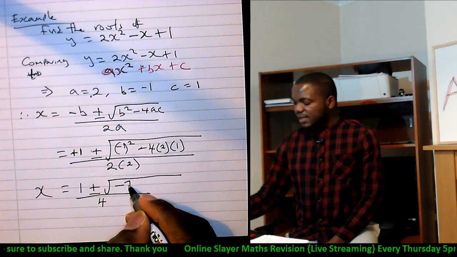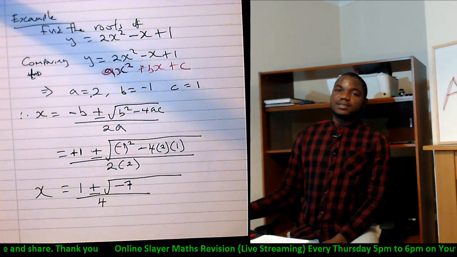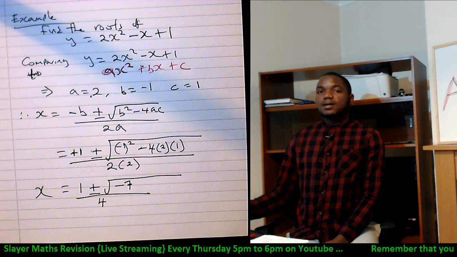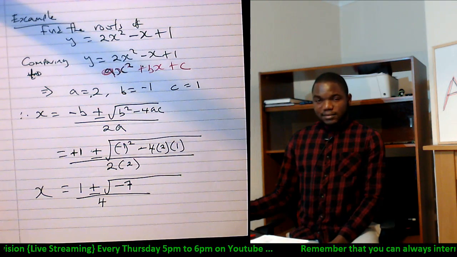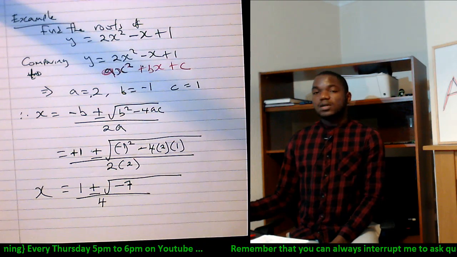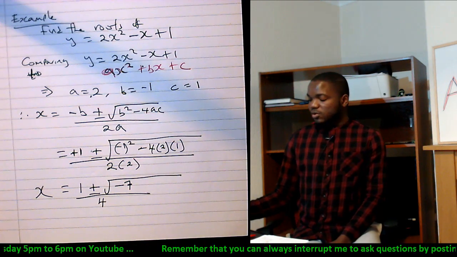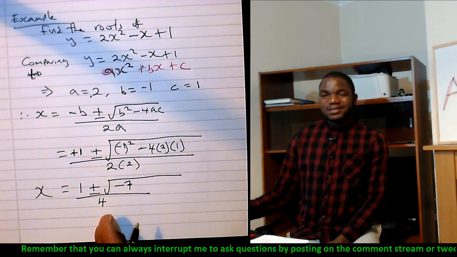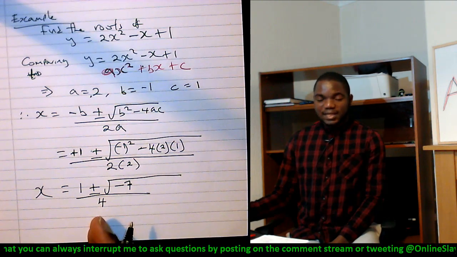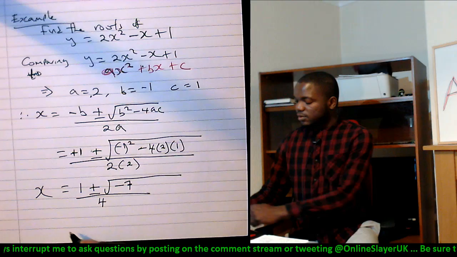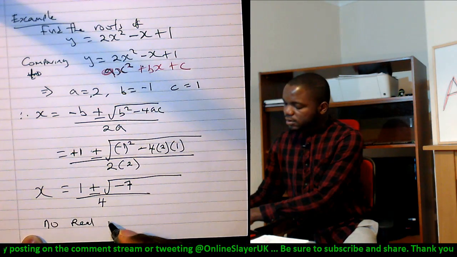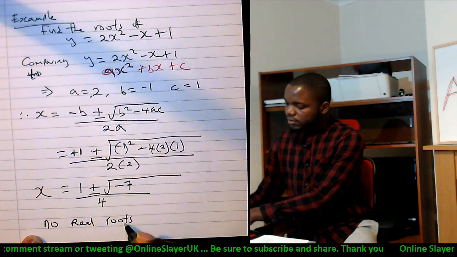Unfortunately, this is a negative number under the square root sign. Because it's a negative number, it's not a real case. Normally, there shouldn't be square roots of a negative number. So it's not possible to have a real answer to this problem. It has complex roots. It does not have real roots. So this shows that there are no real roots.